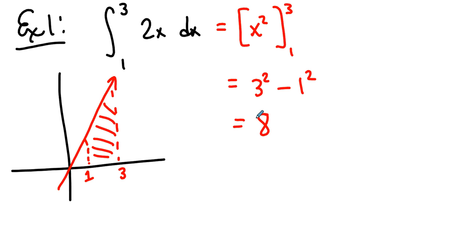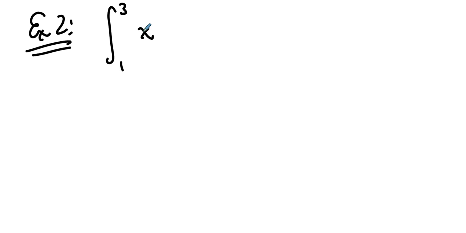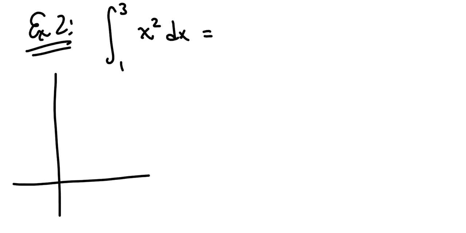Now, you and I could independently verify that the area of this trapezoid over here is 8. We could verify that, and that's important, but it's not going to be helpful to us when we try to find the integral from 1 to 3 of x squared dx, because I don't know how to find this area geometrically. I only know how to find this area with the calculus.